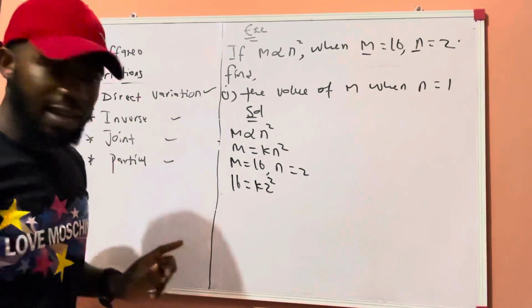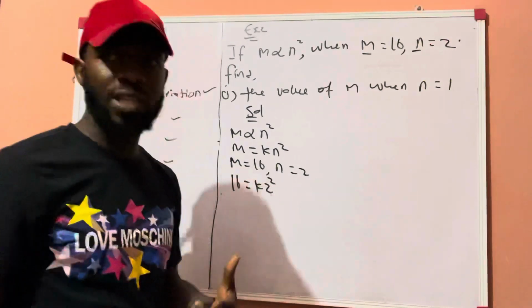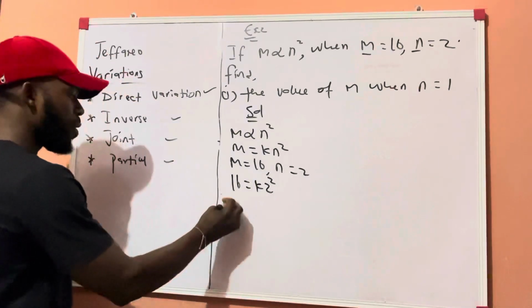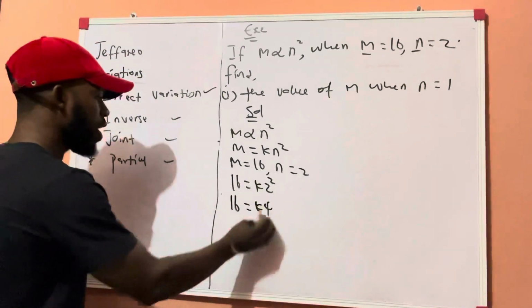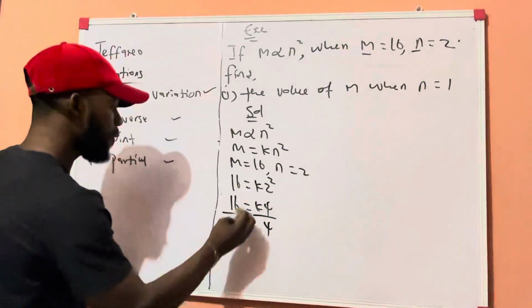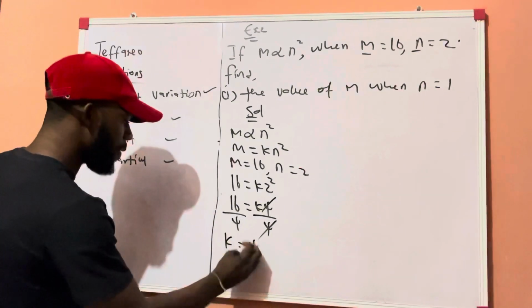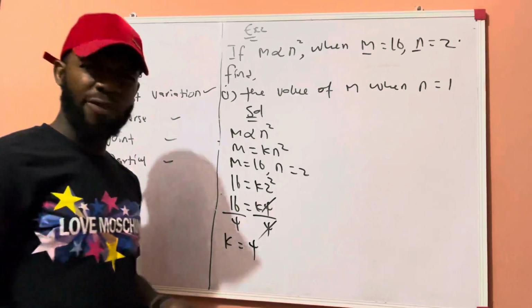Now, class, 2 raised to the power of 2, we did lots of indices. 2 raised to the power of 2 means 2 times 2, and that is 4. So here becomes 16 is equal to 4k. Now, if we are looking for our constant, we divide both sides by 4. Class, when 4 cancels 4, what do we have? k becomes 16 divided by 4, which gives us 4. We have gotten the value of the constant.